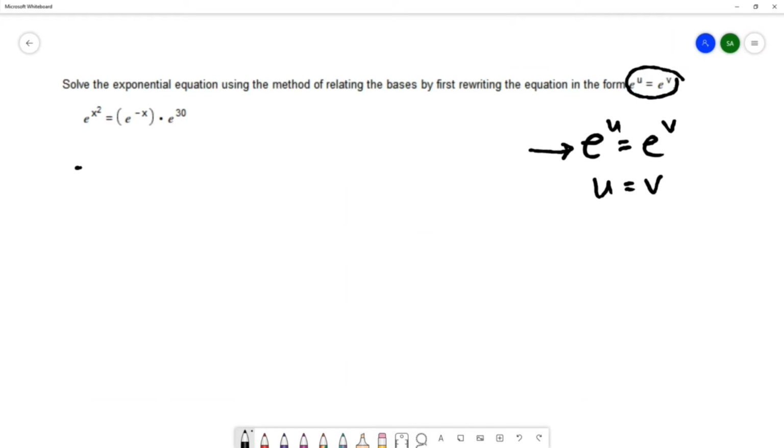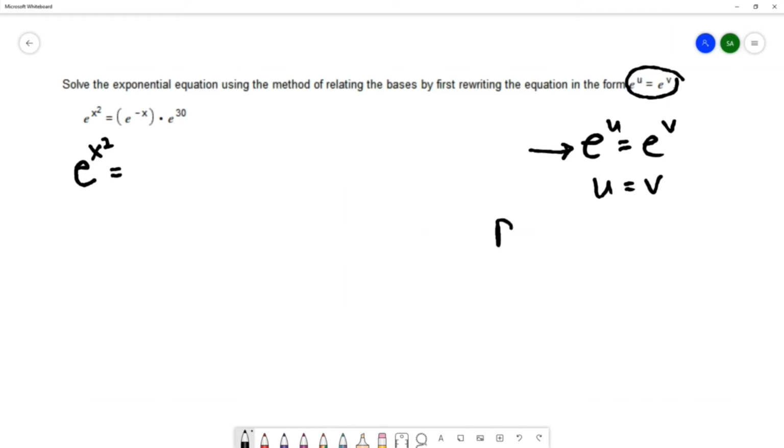So on the left, we already have e to the x squared, so we don't need to make any changes to that. On the right-hand side, we're going to use a property of exponents called the product rule to combine those two expressions together. We can use that product rule because they have the same base.